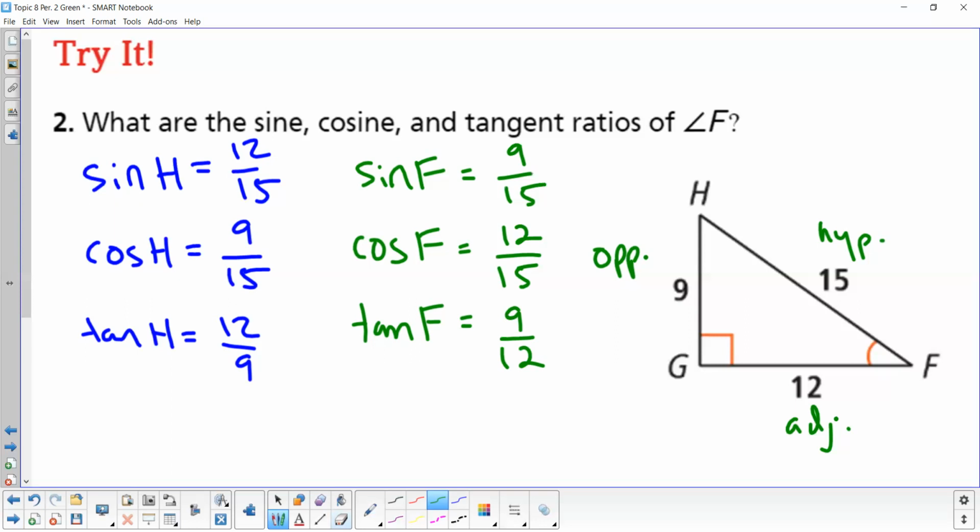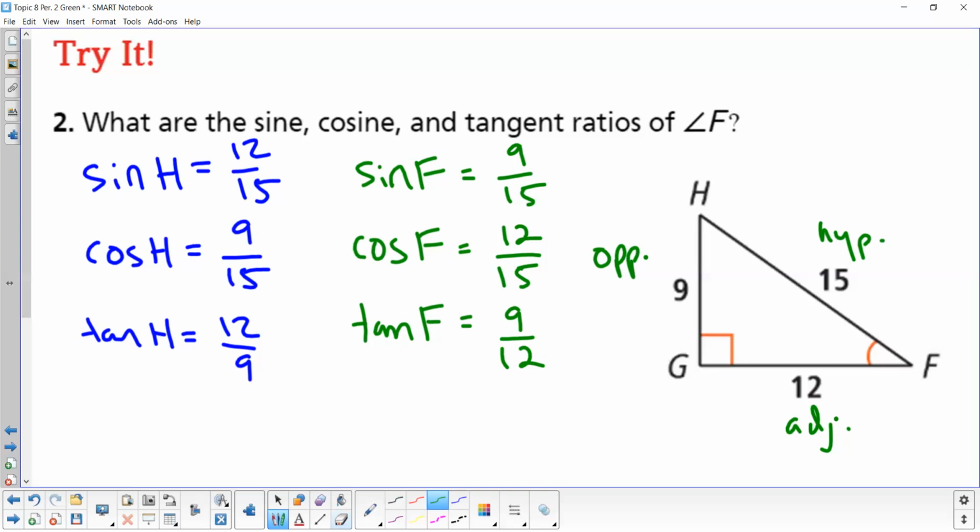Let me give you a different question. Say H is 50 degrees. What does F have to be? It's got to be 40 degrees, right? In other words, since this is a right triangle, H and F are going to always add up to 90, right? So H and F are complementary angles. They add up to 90.